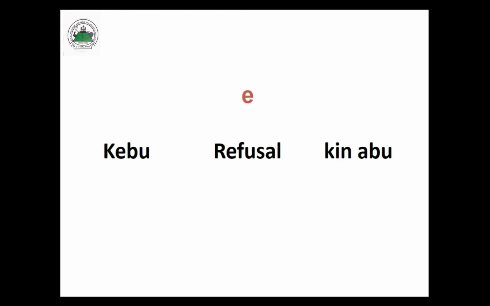Our next vowel is pronounced A. It is pronounced A, as in the word Kebu. It is called Kebu, which means refusal in English, King Abu in Hausa. So let's go to the word drill again.